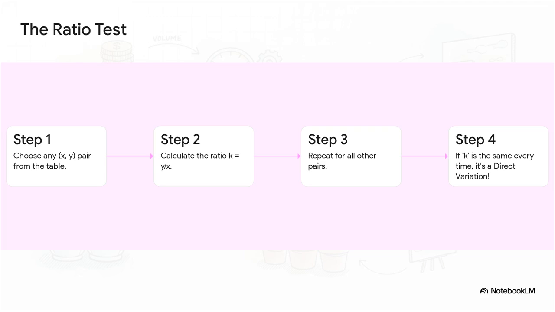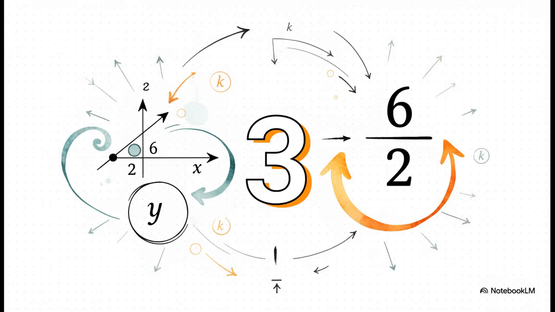This is exactly how we're going to figure it out. We're going to use something called the ratio test. And honestly, it's super straightforward. We're just going to calculate the ratio of y divided by x for each pair and see if we get the same number every time. If we do, it's a match. So let's try it out. We'll grab that first pair from the table where x is 2 and y is 6. To find our potential k, we just calculate y divided by x. So that's 6 divided by 2, and that gives us 3.